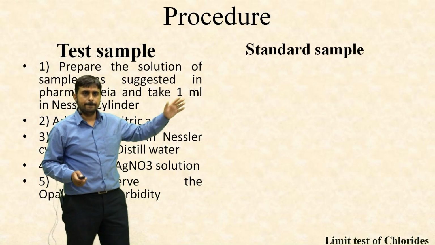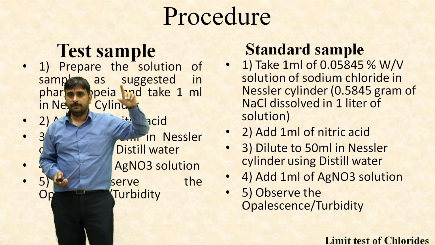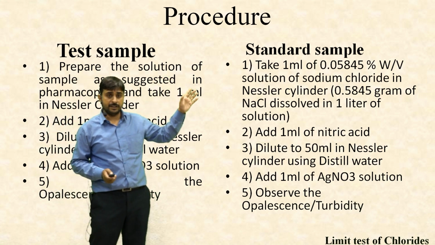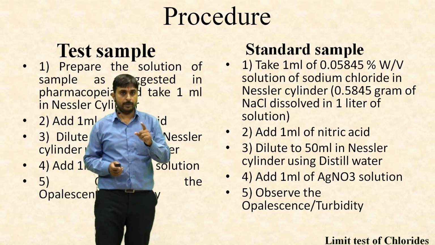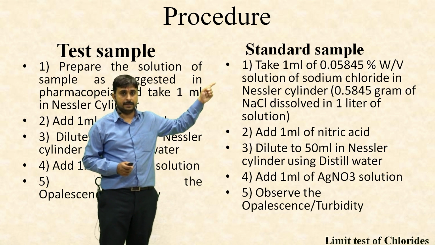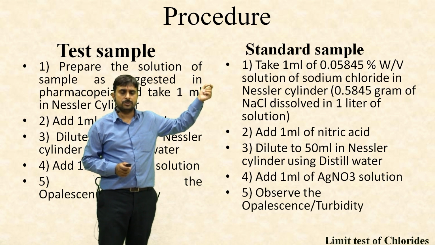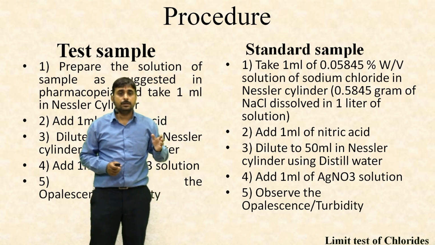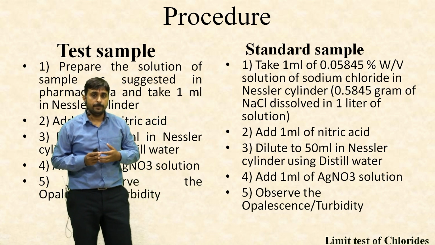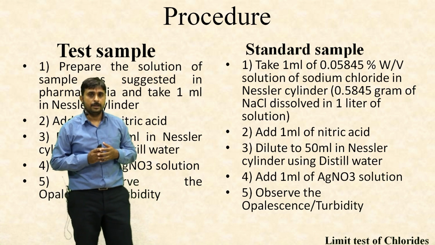This is the standard sample. We will take 1 ml of 0.05845 percent weight by volume, I repeat weight by volume, solution of sodium chloride in a Nessler cylinder. This 1 ml solution is prepared by dissolving 0.5845 gram of NaCl in 1 liter of solution. So, we will have a weight by volume solution.